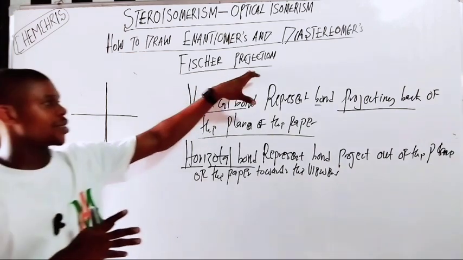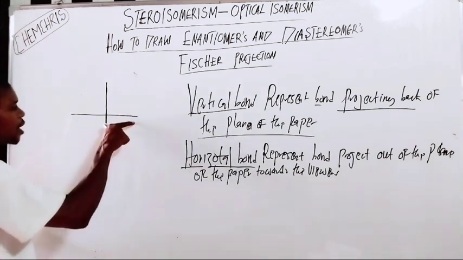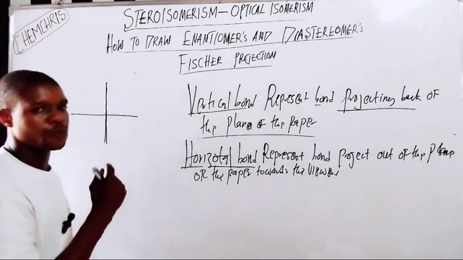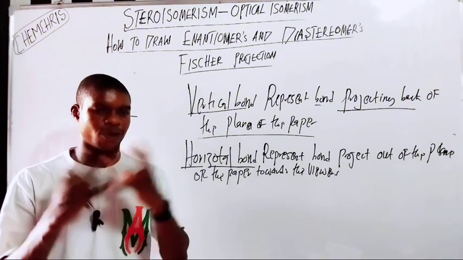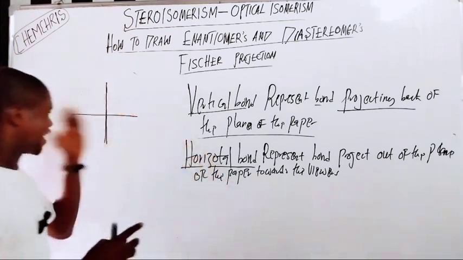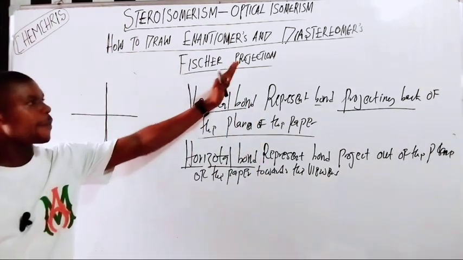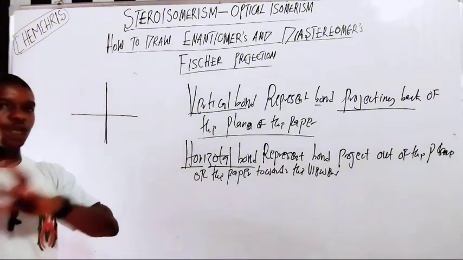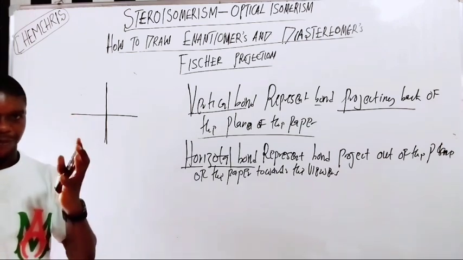So when I talk about Fischer projection, it is vertical and horizontal bonds. A horizontal bond means projecting towards the viewer, while the vertical bond represents a bond projecting back of the plane of the paper. It's very important you understand this because in our next video, where I want to show you how to write or draw R and S configuration, this will play a big part. So Fischer projection represents vertical and horizontal bonds, but it's a shortcut to drawing compounds in three-dimensional shape.